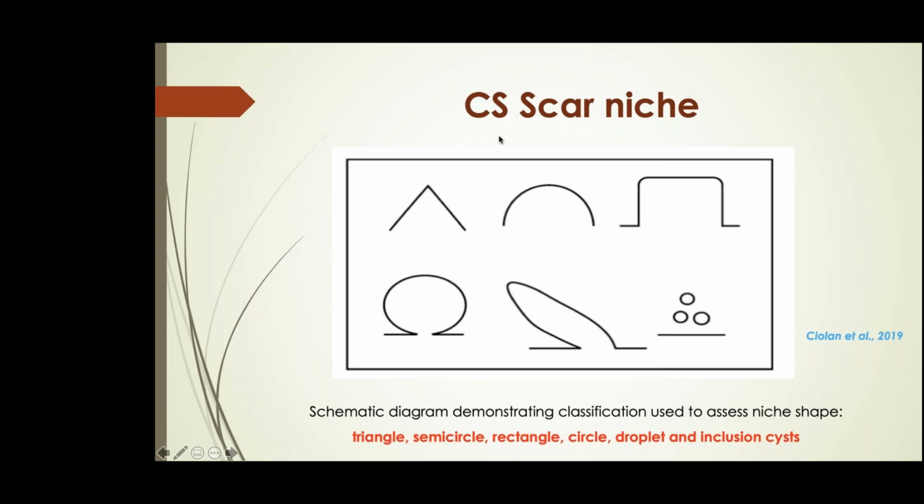Cesarean section niche can have different shapes. As we can see here, it can be triangular in shape, semi-circular, rectangular, like a circle, doublet shaped, and can be an inclusion cyst. So any of these different shapes can appear on the ultrasound picture.